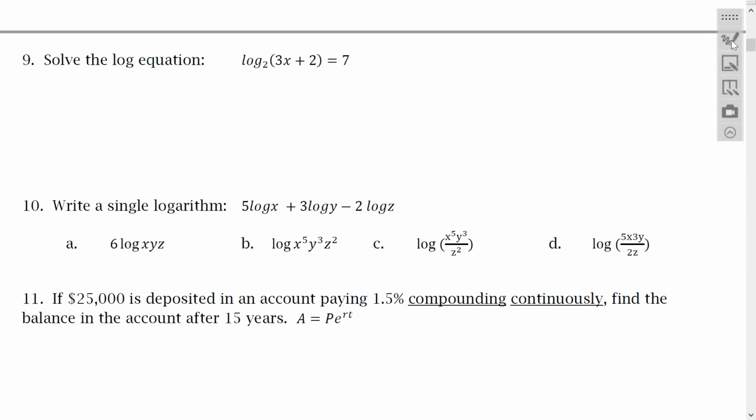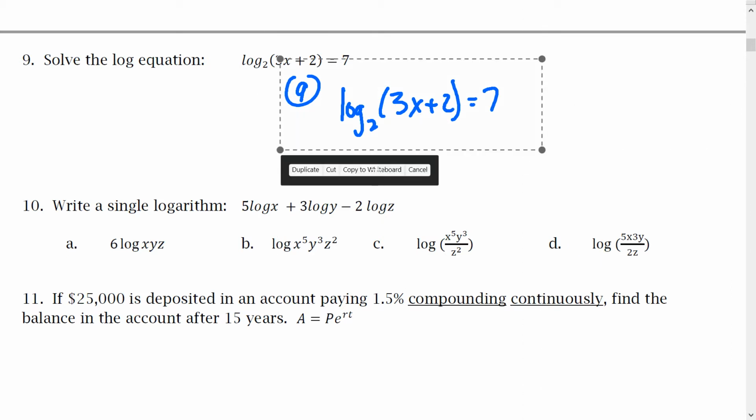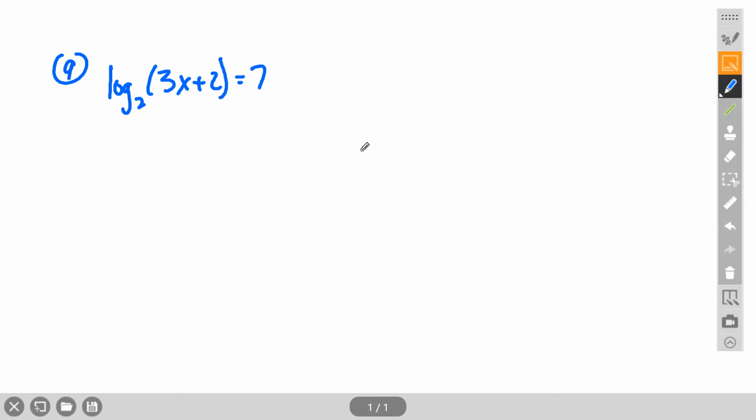All right, solve the log equation. So for number 9, we want to solve the log equation. So we have log base 2 of 3x plus 2 equals 7. Okay, so to solve this log equation, we need to change this to exponent form. So if we change this to exponent form, that would be 2 to the 7th power is 3x plus 2. Remember, a logarithm is the exponent on the base. 2 to what power is 3x plus 2? And that's the answer. So 2 to the 7th power is 3x plus 2.